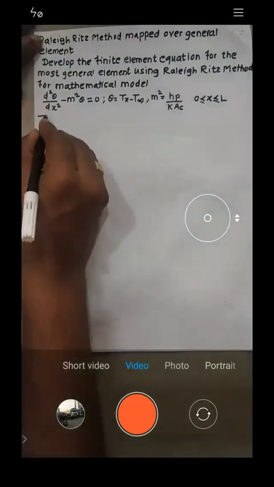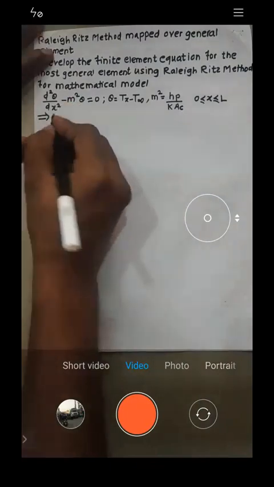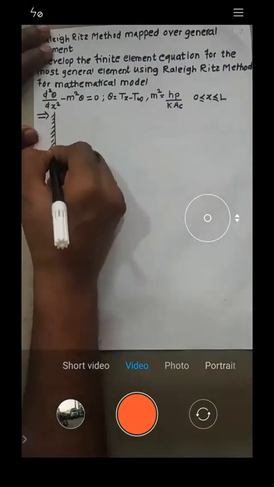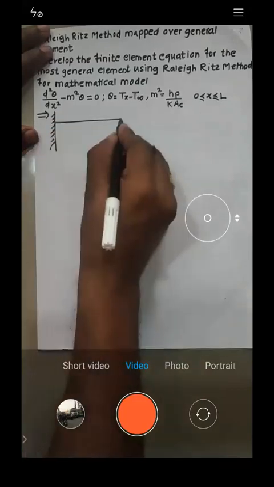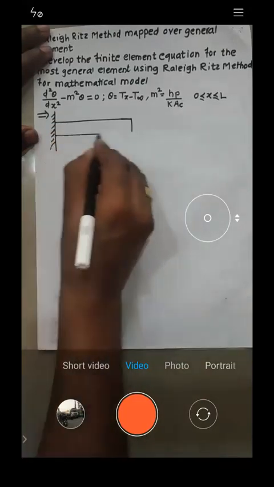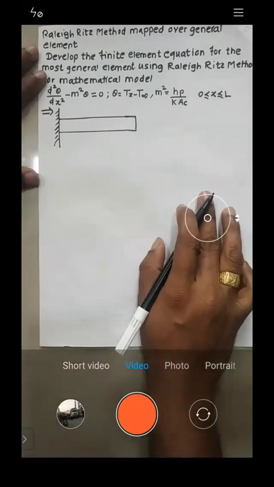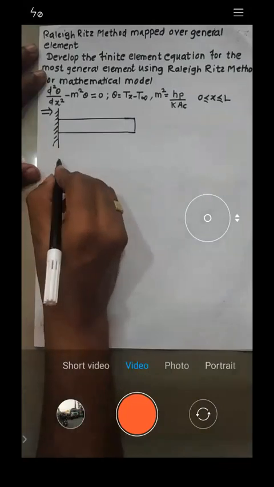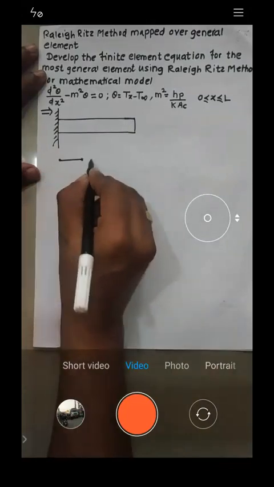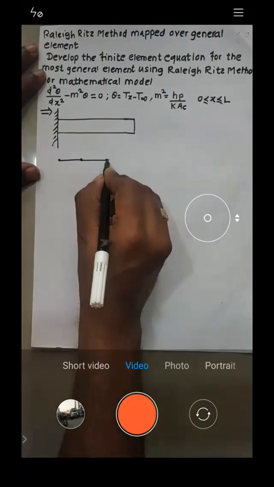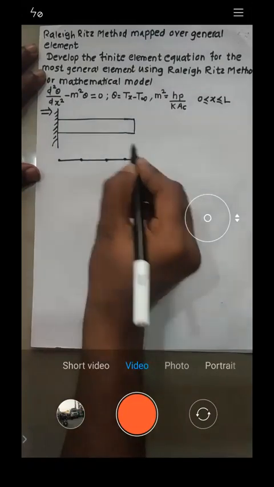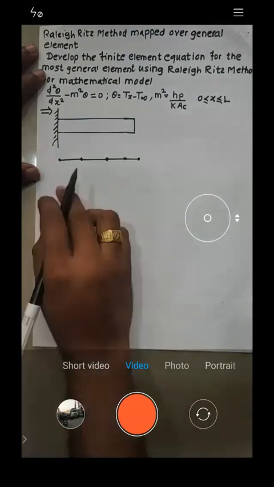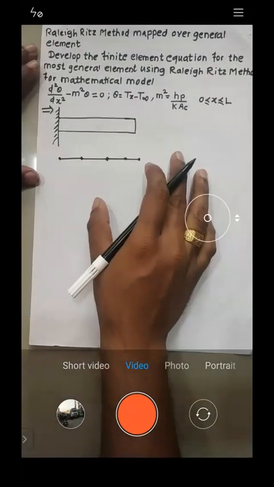Okay, now let's start with the solution of this problem. What we wish to do, let's consider this fin, which is fixed at one end. What we are going to do with this fin is we are going to divide this fin into number of fins. Is it okay? Yes or no? We'll divide this fin into number of fins.